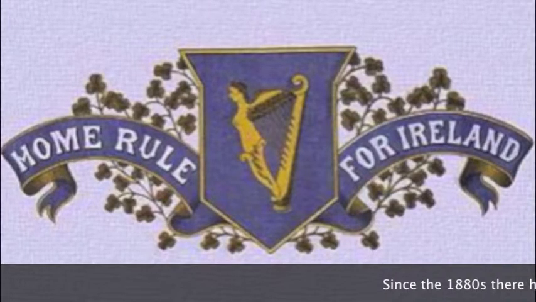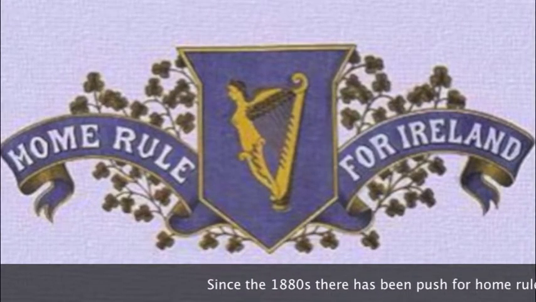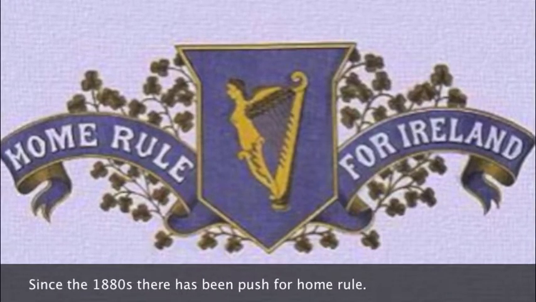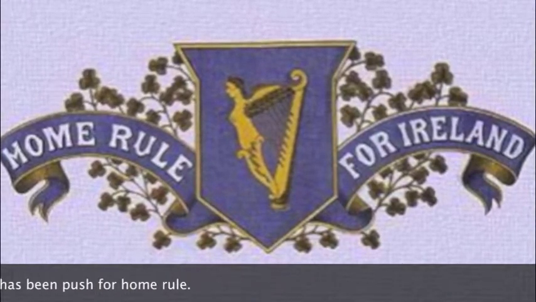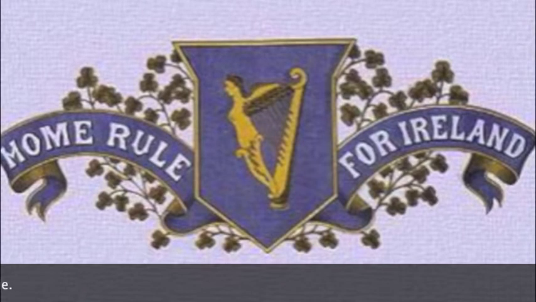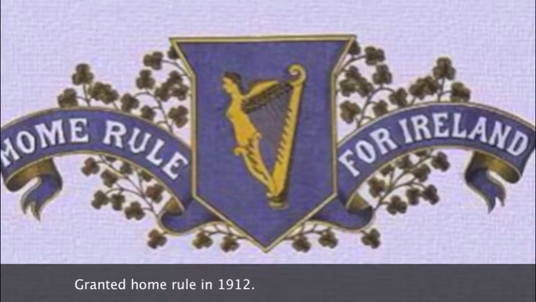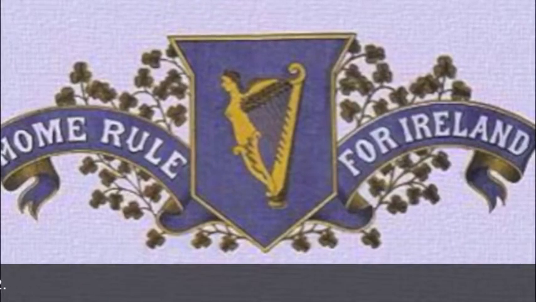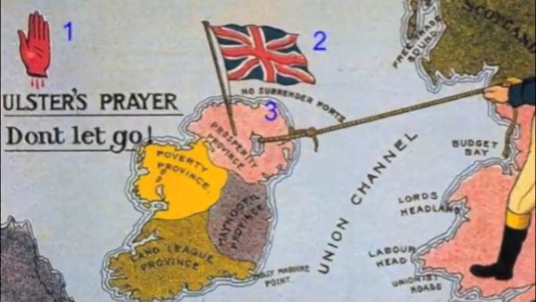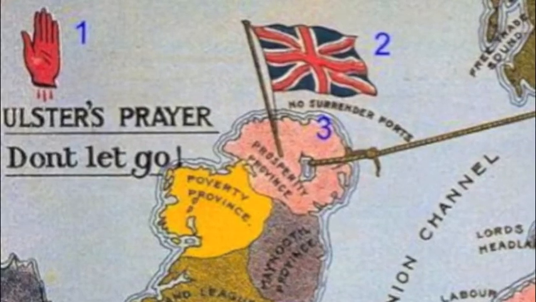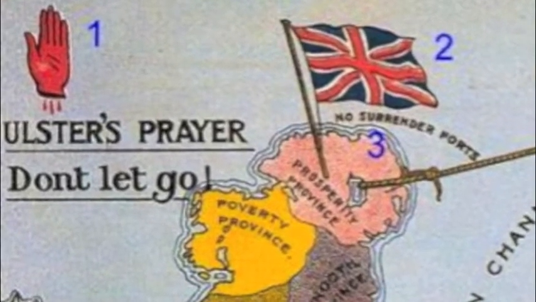Since the 1880s, Irish nationalists have been pushing Britain to give them home rule. There is also another group pushing for Irish independence, but they are in the minority at this time. The British government granted Ireland home rule in 1912. In Ireland, the Ulster Unionists formed an armed organization to resist this act.